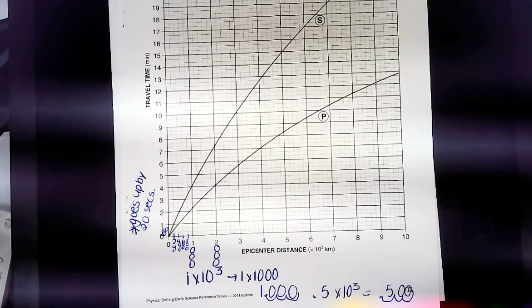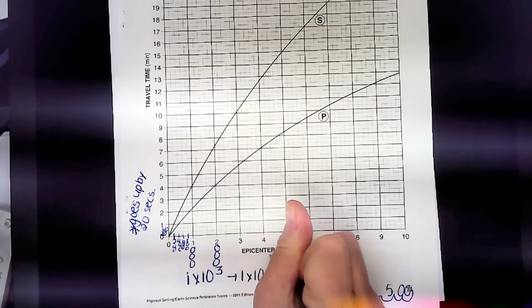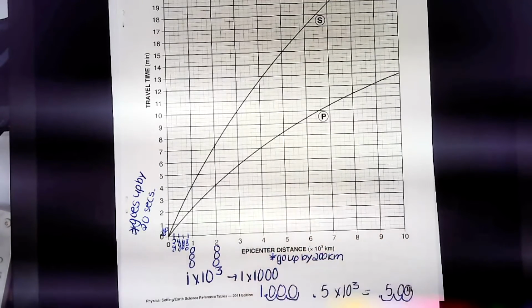I recommend you either label them or give yourself a note that says they go up by 200 kilometers. Whatever you've got to do so that you don't ask me the same exact question in a few minutes. Not doing any of this. You didn't label any.